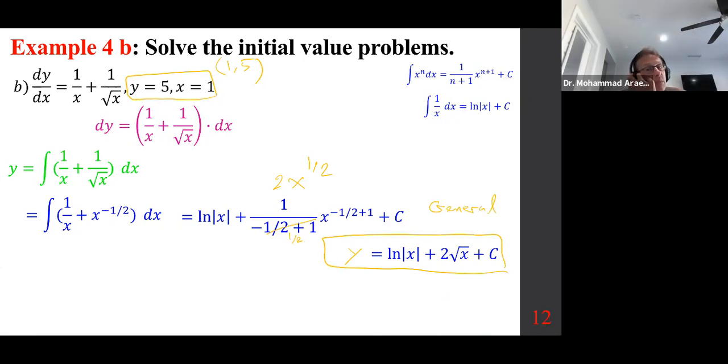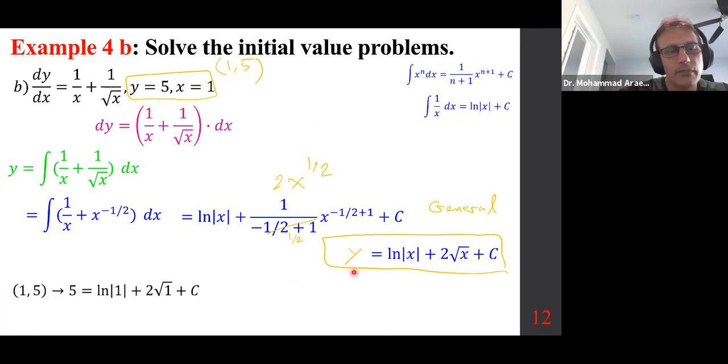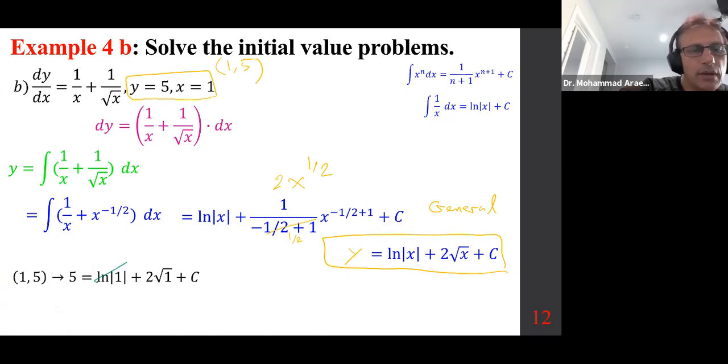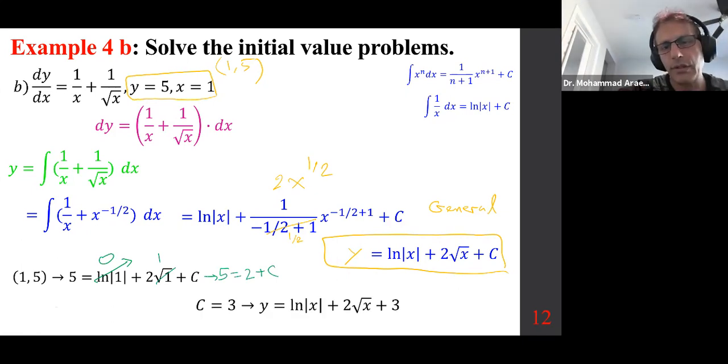General solution as before. Now we're going to add the pair, which will help us find the constant. And instead of a family of functions, we will have a specific solution. Let us plug in 1 instead of x, 5 instead of y. ln 1 is 0. This is 1. Therefore, 5 is 0 plus 2 plus a constant. Constant becomes 3. Now, this is a particular solution.